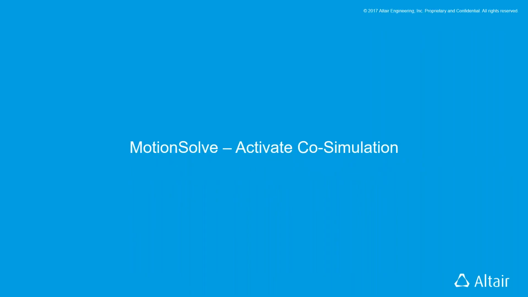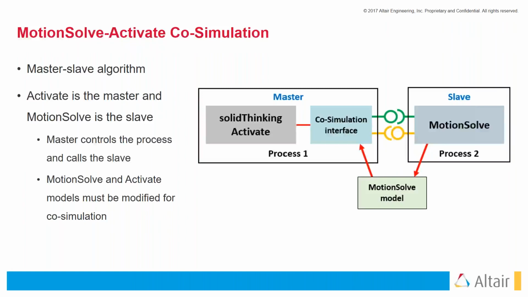Okay, so now how can you do co-simulation between MotionSolve and Activate? For MotionSolve with Activate co-simulation, you talk about master and slave. The master is an Activate co-simulation interface. That's the interface we give as a bridge to take your plant model into Activate and build the controls. We have a co-simulation block available in Activate. The slave will be your MotionSolve. So process 1 and process 2. In the master-slave algorithm, Activate is the master and MotionSolve is the slave, where the master controls the process and calls the slave. The MotionSolve and Activate models must be modified for the co-simulation.